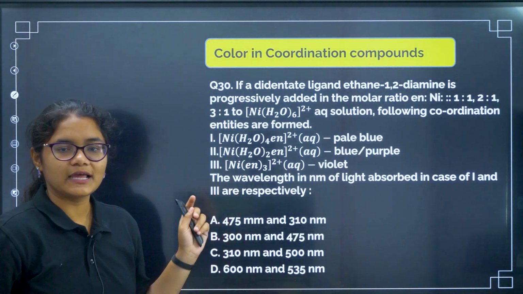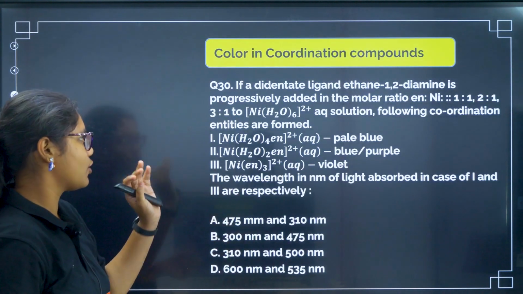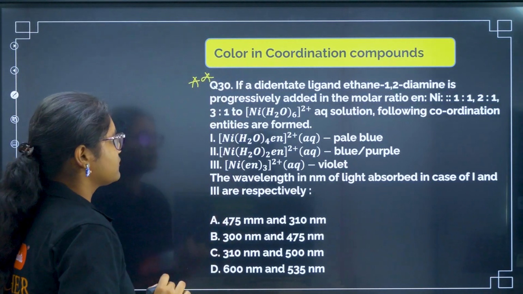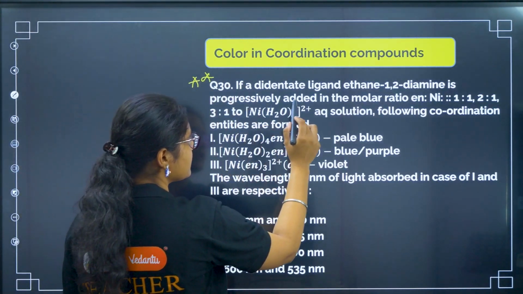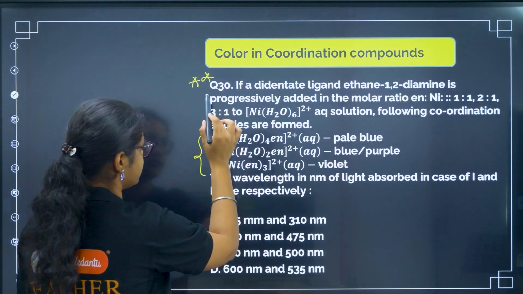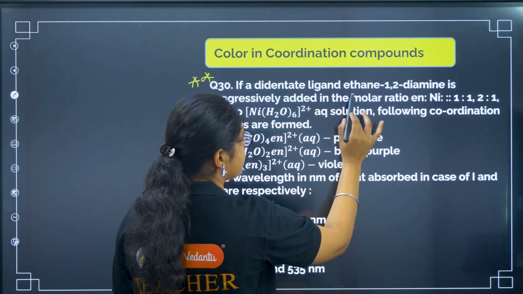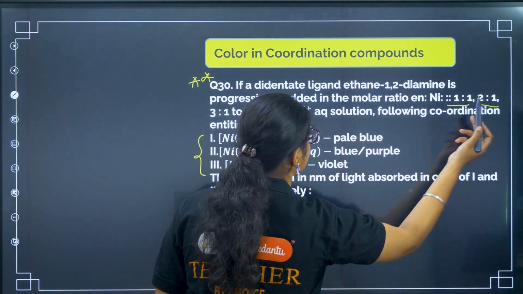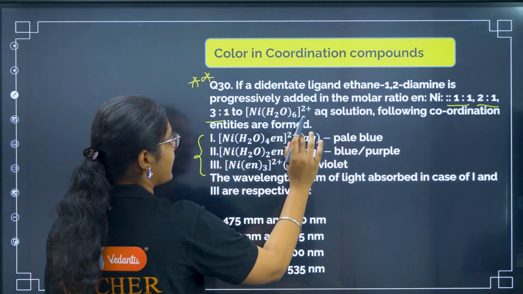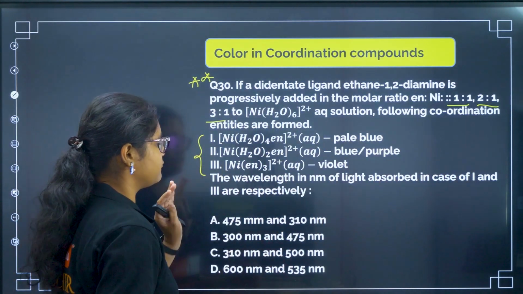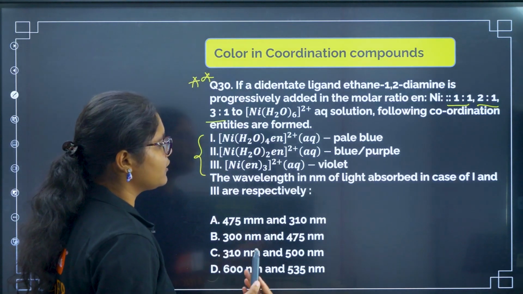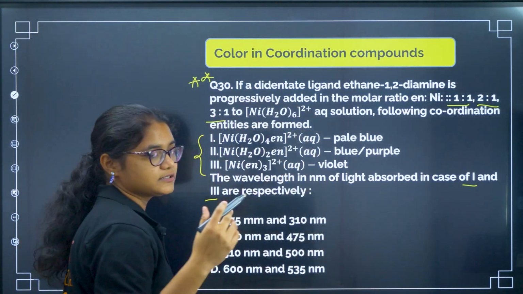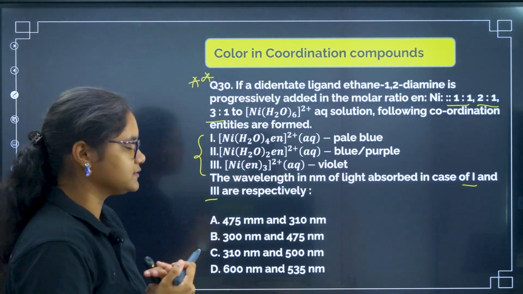Okay, this question has come from your color concept, which is very, very important. Let us see the question. We have got 3 products. This part you can read. Bidentate ligand is progressively added with molar ratio 1:1, 2:1, 3:1, and these compounds have formed. The question is the wavelength in nanometers of light absorbed in case of 1 and 3, that is, which light range they have absorbed.